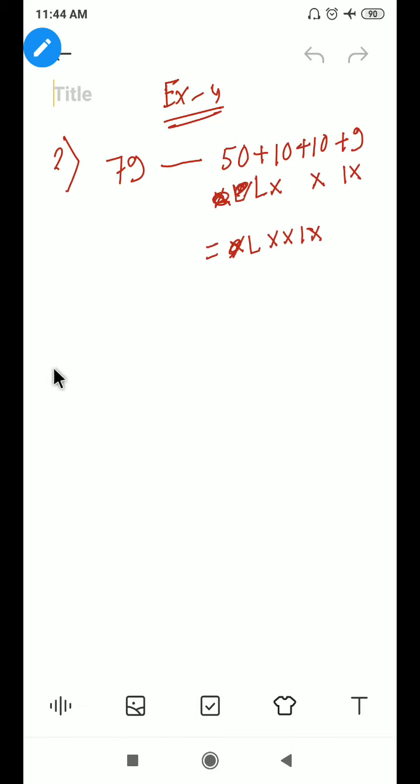So 79 is given here. So how to write 70? We know that you can write this as 50 plus 10 plus 10 plus 9, or option B. Question option B is given here: XCVI. So in XC, XC means 90, V means 5 and this I means 1. So this will be 96.